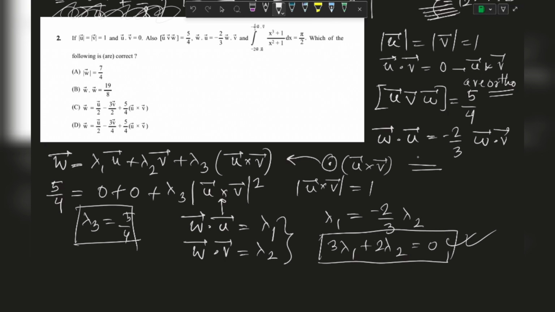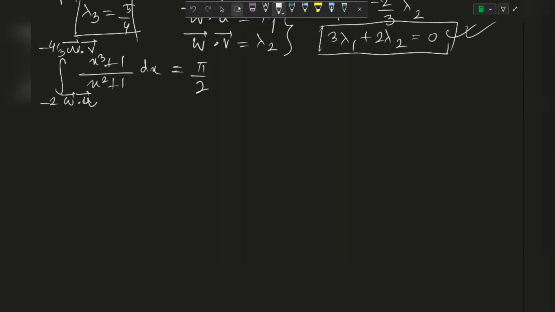So now I guess it's time to move on to the integral. I will try to write out the integral once. So basically this was the integral given to us. This is minus 2 w dot u, this is minus 4 by 3 w dot v, times x cube plus 1 by x squared plus 1 dx, given as pi by 2. So now what we will do is, we will basically use this relation, or take it a further step back also if we can. This is lambda 1 as minus 2 by 3 lambda 2. I am trying to do it basically in terms of lambda 1.